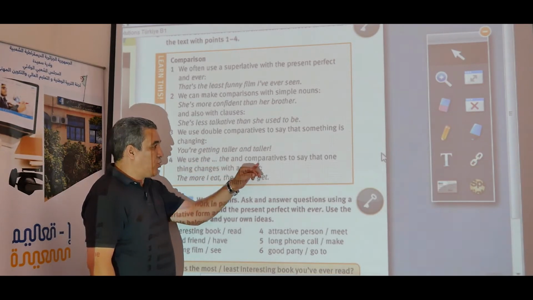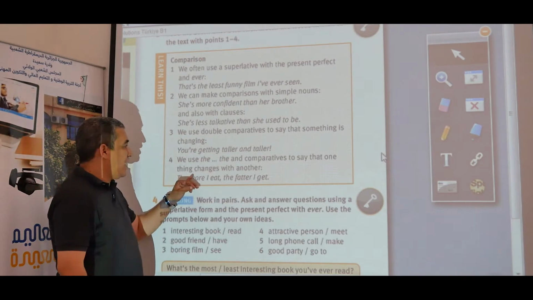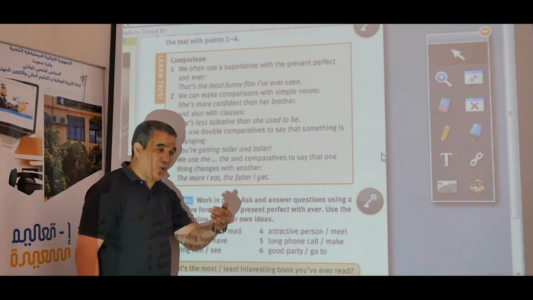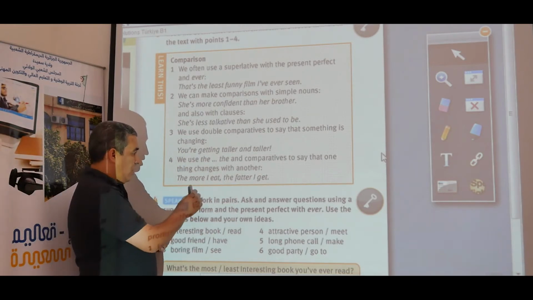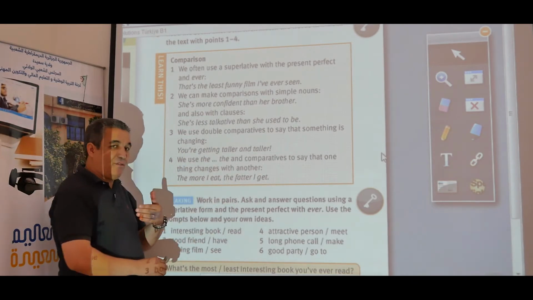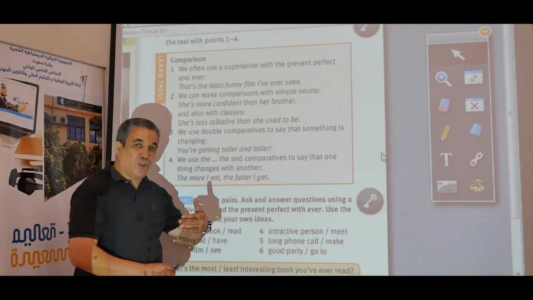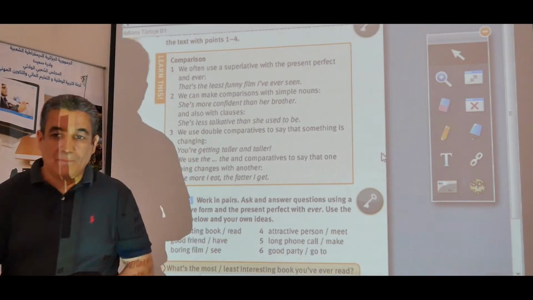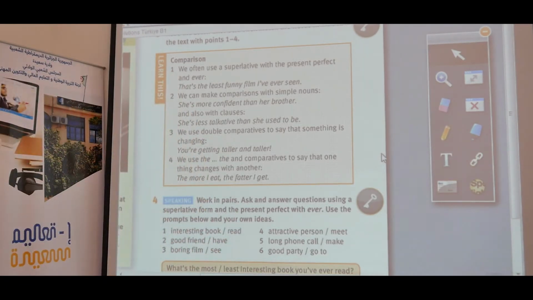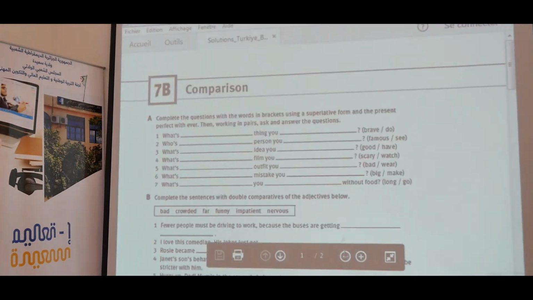So, four, we use the ... the ... comparatives to say that one thing changes with another. Now here's the example. The more I eat, the fatter I get. The more I study, the smarter I get. Excellent. So, let's practice.